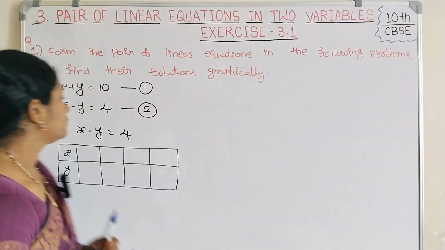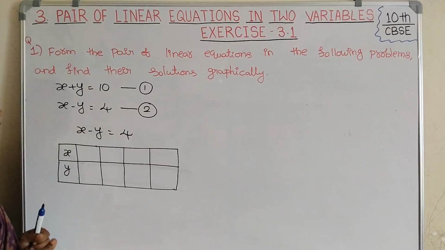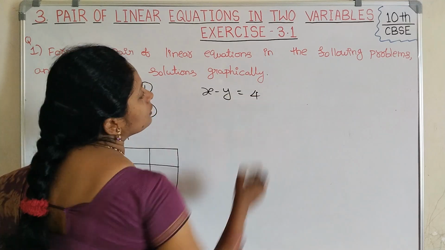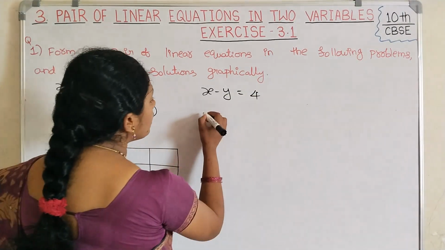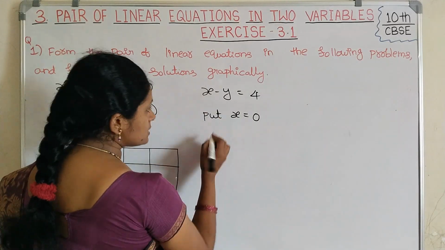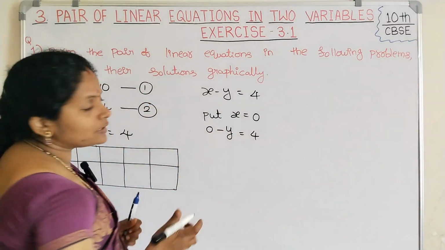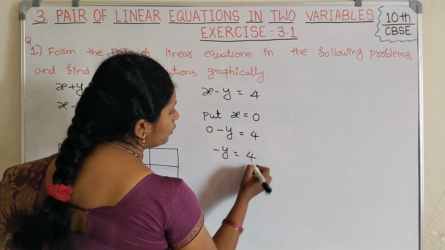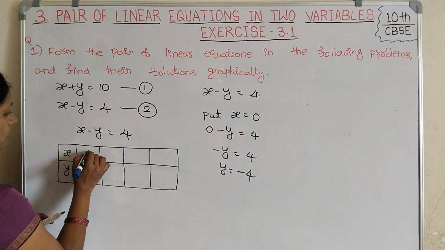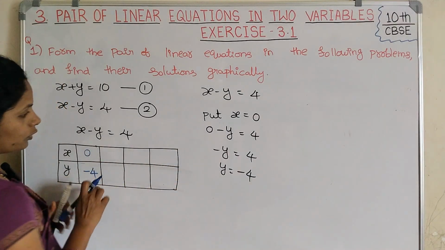Let us get the points for the second equation, x minus y equals 4. In this first value, we are going to put x equals 0. If you put x equals 0, 0 minus y equals 4, so minus y equals 4, and y equals minus 4. When x equals 0, for y we are getting minus 4.